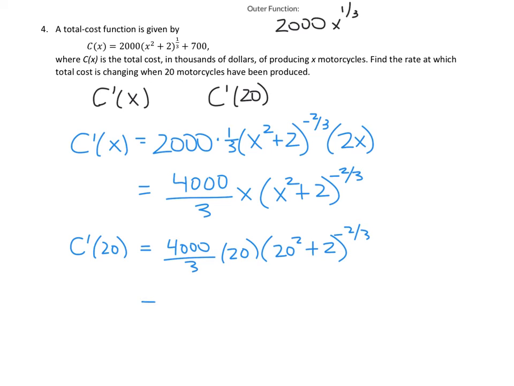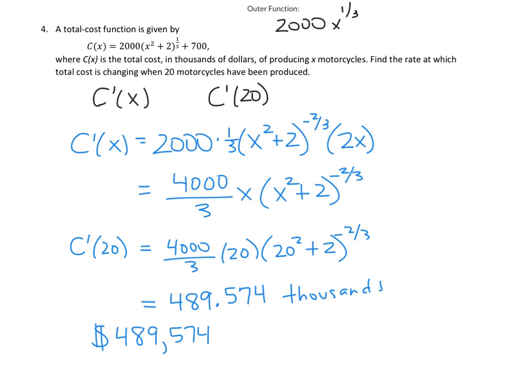Now when we simplify, that comes out to be 489.574, rounded to 3 decimal places. But keep in mind, this is in thousands. And so now in context of the problem, the rate at which total cost is changing when 20 motorcycles have been produced is going to be $489,574 per motorcycle.